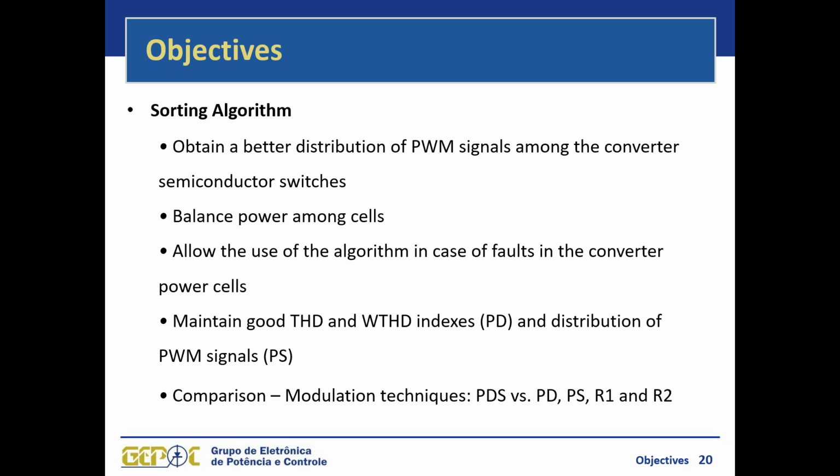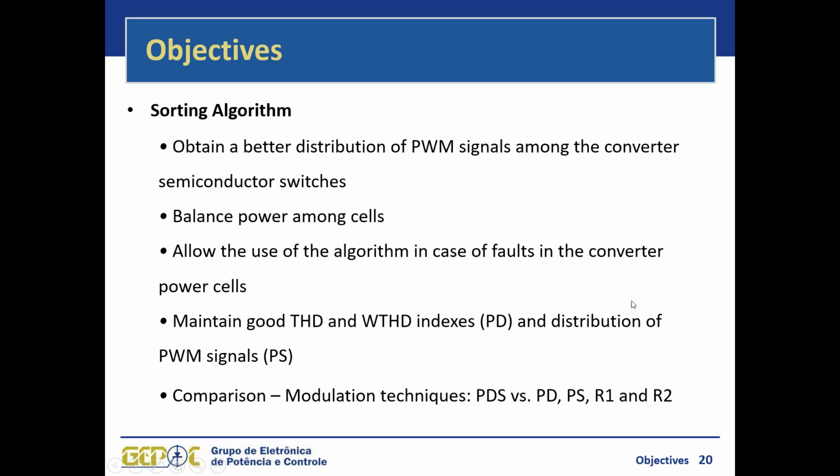And the interesting thing here is that we can maintain the good THD and weighted THD indexes for the output voltages, that is a characteristic of the PD modulation, while performing the distribution of the PWM signals and of the losses. That is a natural characteristic of the phase-shifted modulation. So we try to bring the best of both worlds to this implementation. And we will also make some comparisons among our strategy, that is the PDS, the classical phase disposition, phase shift, and both strategies that I have mentioned in the literature review.